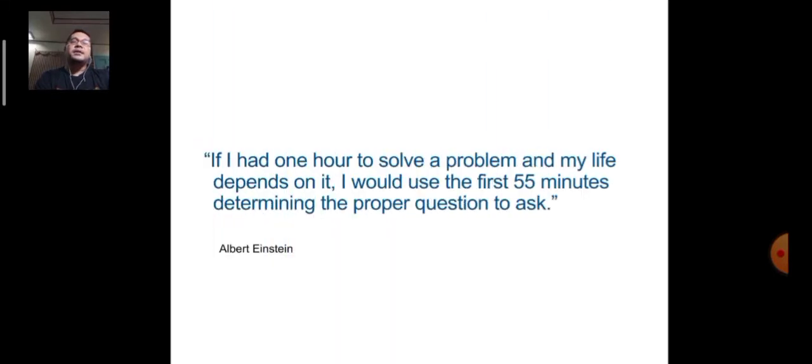Let's have a saying from Albert Einstein. He says, if I had 1 hour to solve a problem and my life depended on it, I would use the first 55 minutes determining the proper question to ask. Okay? So basically, you cannot do research without this question or problem. I think that's what he wants to imply.